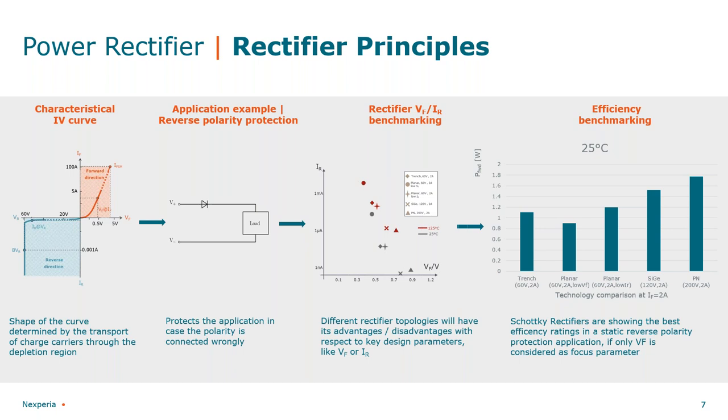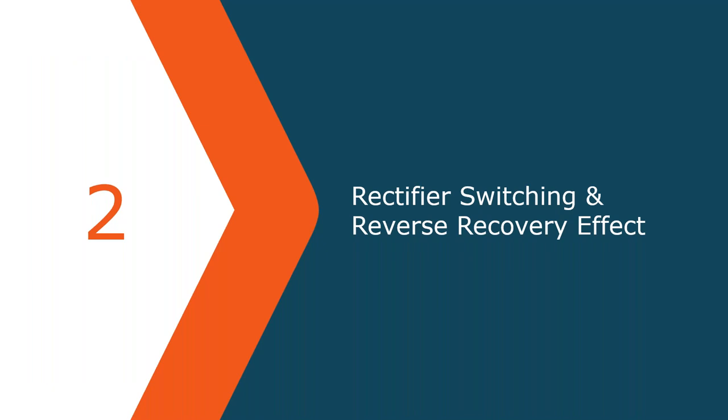In the first session, we focused very much on static parameters. Therefore, the main parameters like VF in the forward direction and the reverse leakage currents in the reverse direction were introduced. We then used a reverse polarity protection application to benchmark the different rectifier technologies with respect to the VF and the IR. We did that at room temperature and also at an elevated temperature of 125 degrees C. And in the efficiency benchmarking, we checked the forward power loss. And there we saw that the most promising device for that application is the planar low VF Schottky rectifier. And with that, I would like to hand over to Hoan.